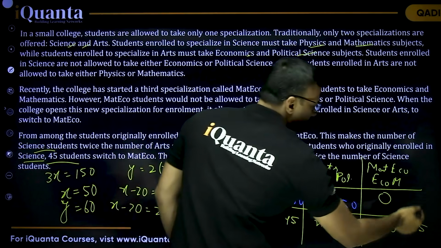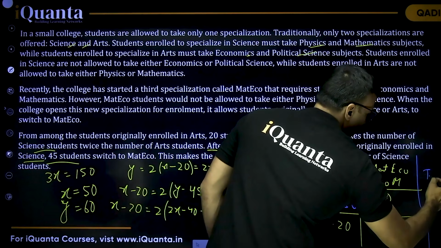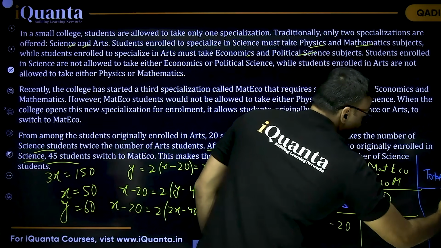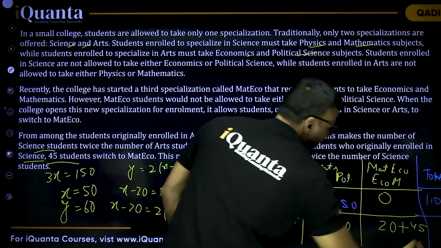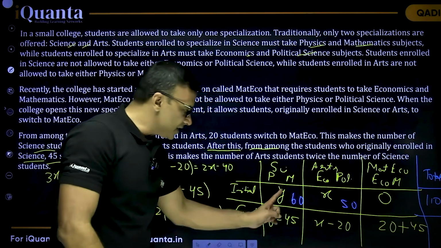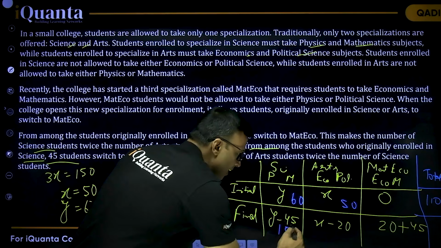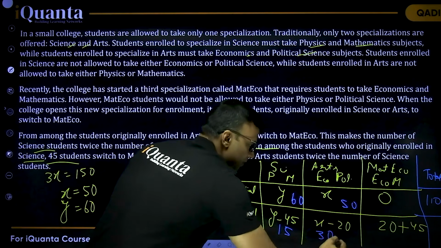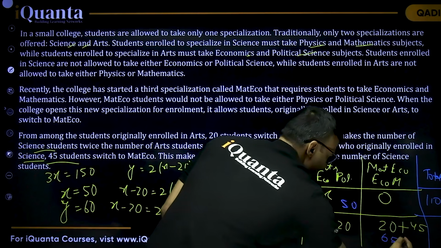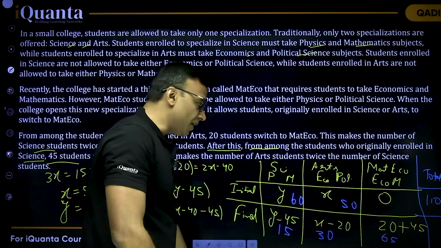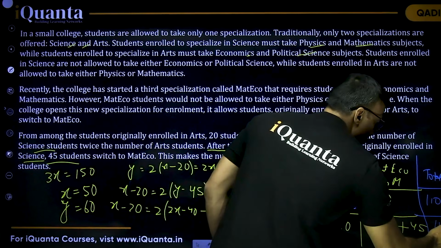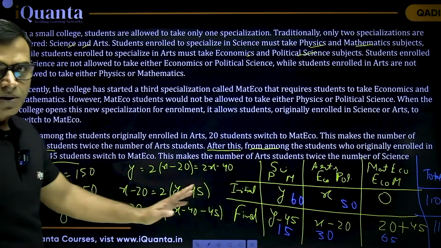And this is 0. If you want, you can calculate the total. Total is 60 plus 50, that is 110 initially. What about the later situation? 60 minus 45, that is 15. 50 minus 20, that is 30. 20 plus 45 is 65. Okay, 15 plus 30 is 45, plus 65, that is 110. So we have got every number in place.